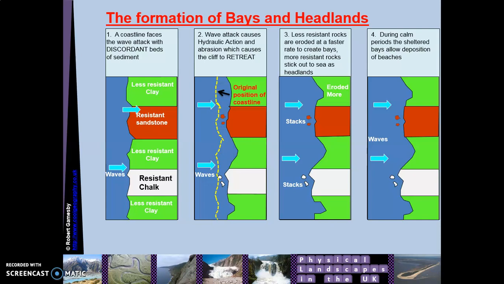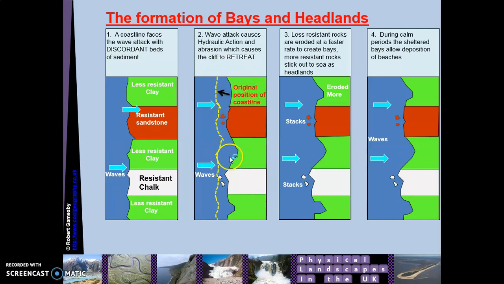So the soft rock erodes out into bays, and the hard rock just remains where it was as a headland. And you can see on diagram 2, the yellow dotted line is where the original coastline would have been, and it's been eroded away.